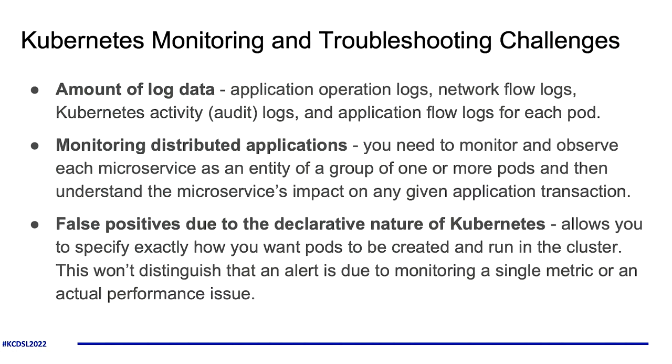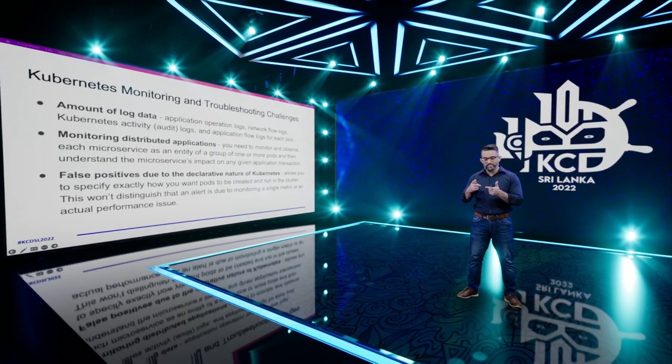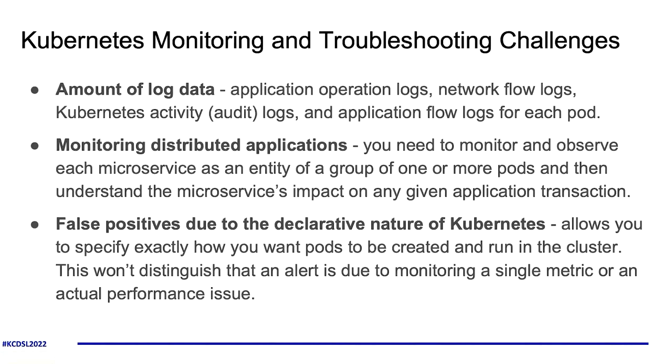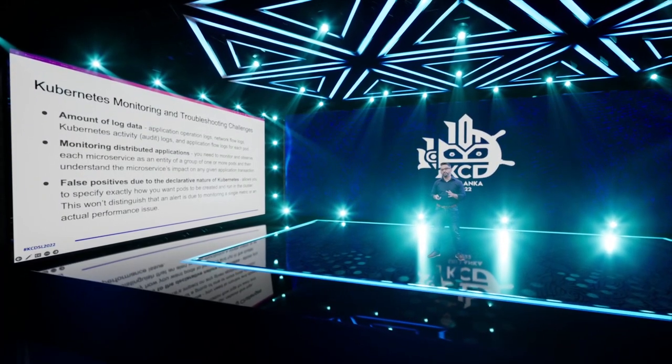All right, there are some challenges that come with observability as well. One is the amount of data. You get data from your nodes, you get data from your pods, the flow data, so much data that you have to manage. Secondly, because it's a distributed system, you have so many moving parts, so getting the full picture is also a challenge that you will face. Finally, because Kubernetes is declarative in nature, you can define how you want the pods to run and create them. That might give a false positive, especially when it comes to performance.